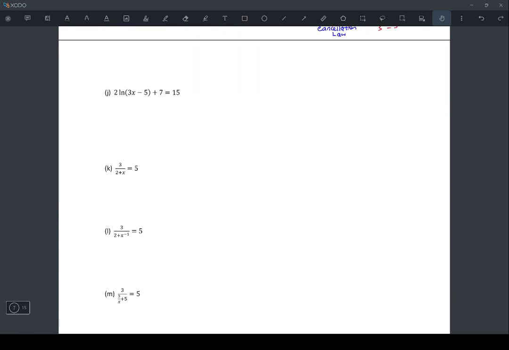Okay, J. We have a few manipulations to do before we exponentiate to get the x out of the log. We only exponentiate once the log is all by itself. So our first step here is to isolate for the log.